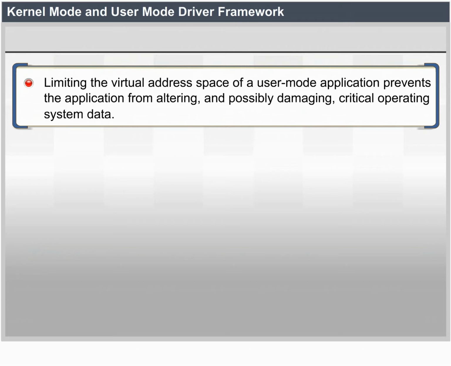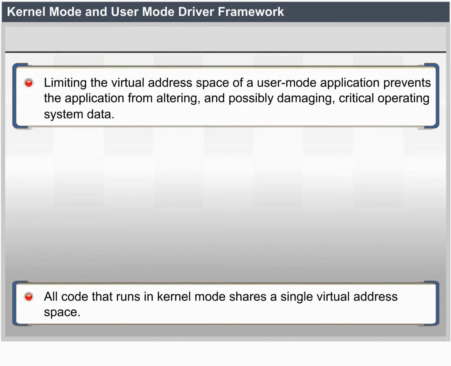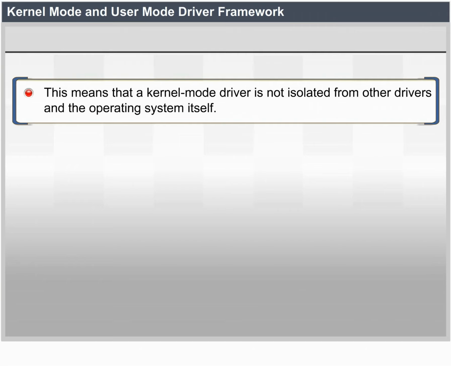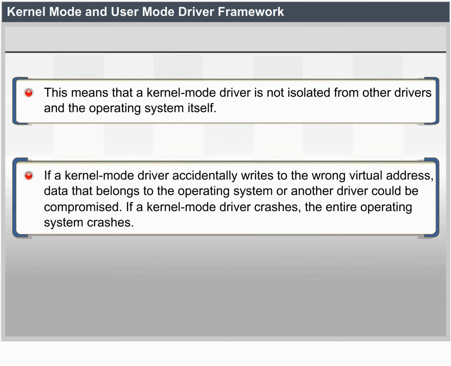All code that runs in kernel mode shares a single virtual address space. This means that a kernel mode driver is not isolated from other drivers and the operating system itself. If a kernel mode driver accidentally writes to the wrong virtual address, data that belongs to the operating system or another driver could be compromised. If a kernel mode driver crashes, the entire operating system crashes. This diagram illustrates communication between user mode and kernel mode components.